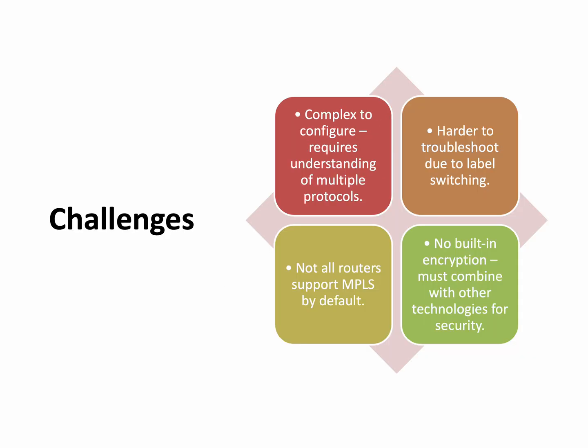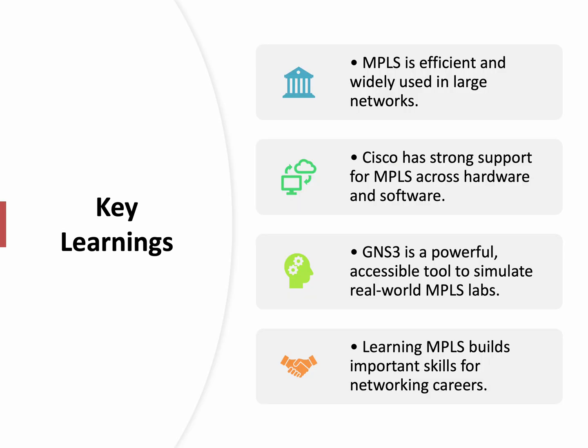Some challenges when using MPLS are that it's a little bit complex to figure out and configure how it works. It requires a lot of understanding of different kinds of protocols. It's more difficult to troubleshoot due to the label switching method. Not all routers support MPLS, so you have to find specific ones, like the one I used for the network topology. There's no built-in encryption, so you have to combine it with other technologies for more security.